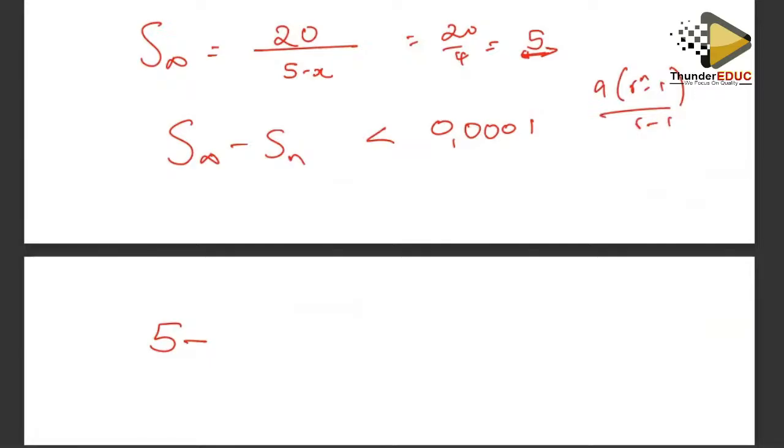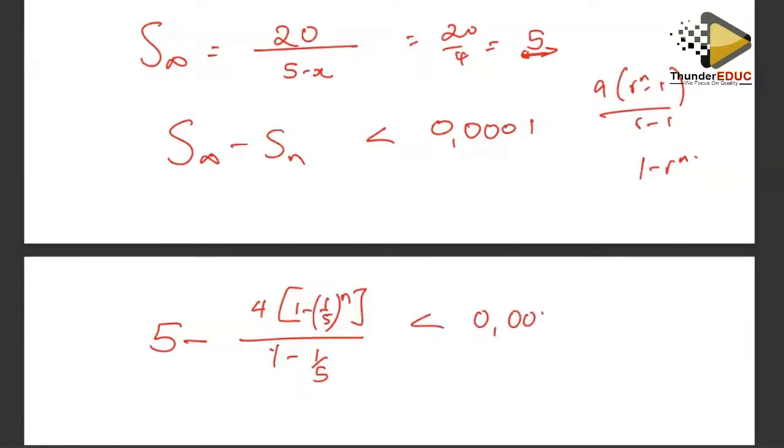Okay. So let's see. But we could also use 1 minus r^n, no problem. So 5 minus brackets, our first term is still 4, okay, into 1 minus 1 over 5 to the n, over 1 minus 1 over 5, should be less than 0.0001.